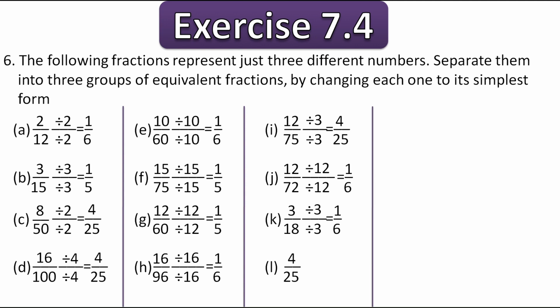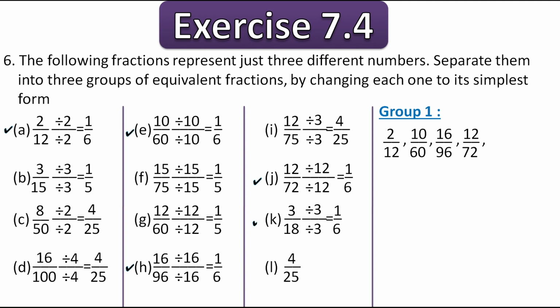Okay, so in group 1, this 2 upon 12 will come, this 10 upon 16 will come, and 16 upon 96, 12 upon 72 and 3 upon 18. Why? Because they are equal to 1 upon 6. All these fractions have the simplest form same as 1 upon 6. So they are in group 1.